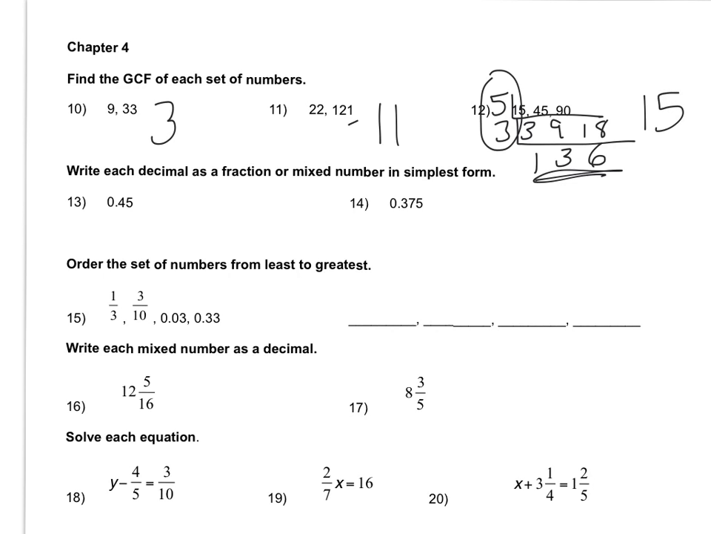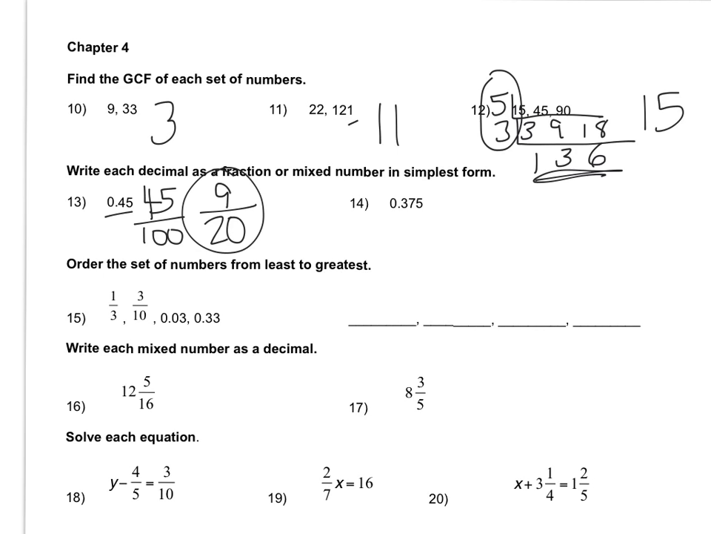For number 13 and 14, writing each decimal as a fraction or mixed number. Remember, you can start by just saying the number or the decimal the correct way instead of just 0.45. In this case, 45 hundredths. And of course, we can reduce that. 5 goes into 45 9 times, and 5 goes into 100 20 times. So 9/20ths is the answer.